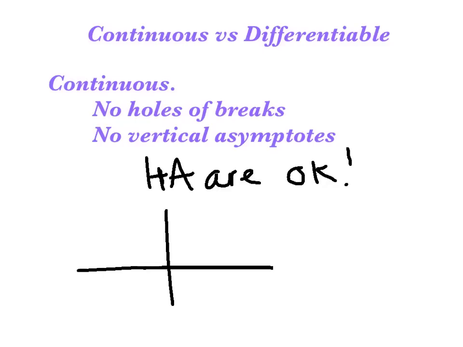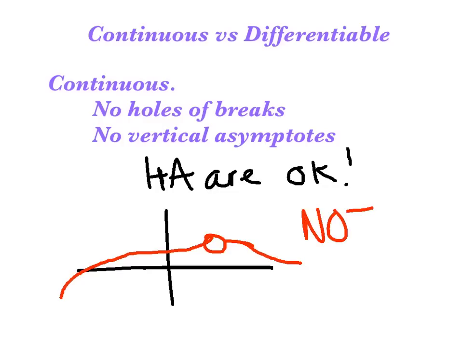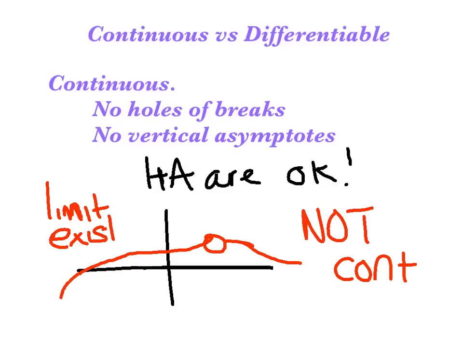This function would not be continuous. Okay, certainly the limit exists, because when I approach from the left and from the right, I'm reaching the same spot. But because this hole's here, basically it's like I can't cross, I can't get over that hole. So this function is not continuous because there's a hole or break.